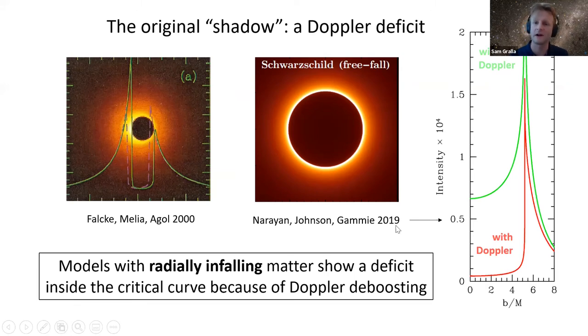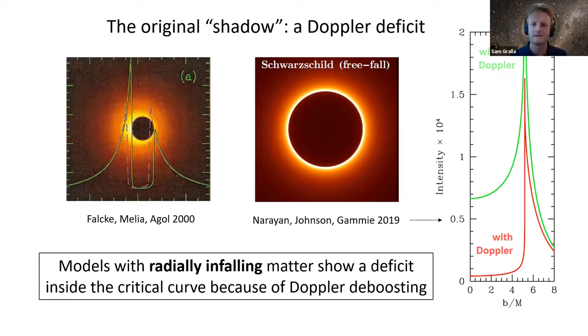And that explained it. It's Doppler deboosting. It's very simple. It's just the fact that stuff arriving inside of this critical curve was always counter to the flow, or was emitted counter to the flow. And so it's just Doppler boosted to oblivion. That's all it is. If you have radial infall, you'll see this effect.